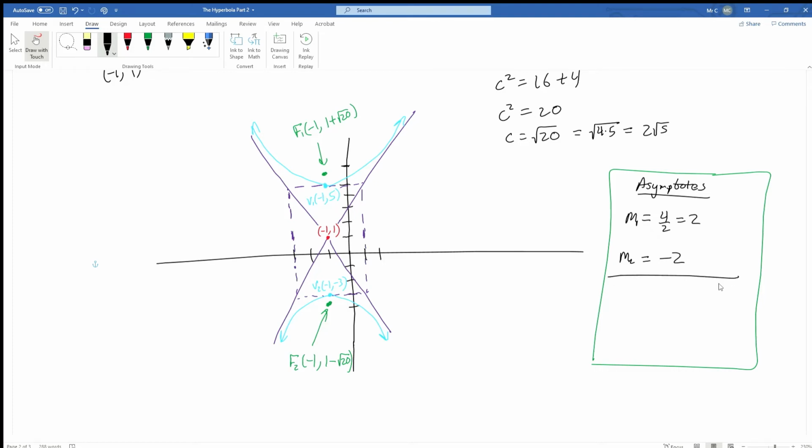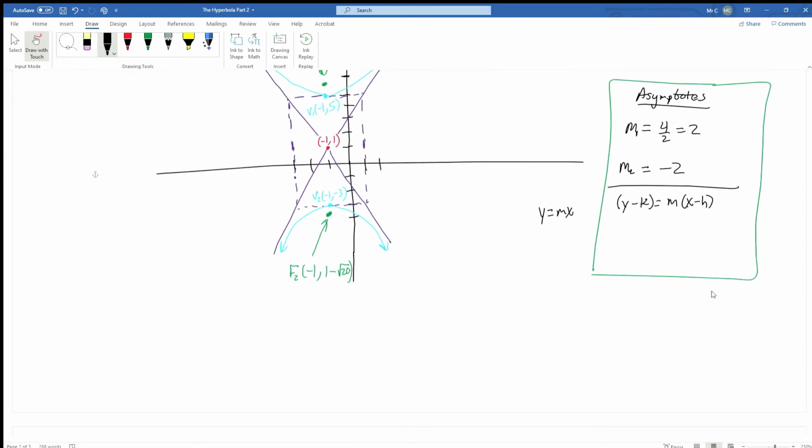And then each graph is shifted. So just like our hyperbola has shifted to negative 1, 1, our lines have shifted accordingly. So our asymptotes have shifted by that. So the easiest way to plot or figure these out initially is to think of them as, instead of y equals mx, as y minus k equals m times x minus h. And we'll have two different ones because we have two different slopes.